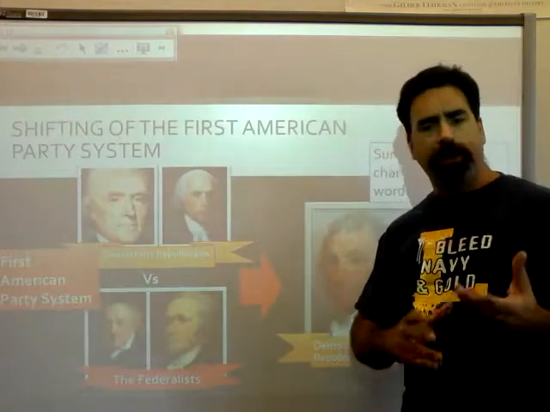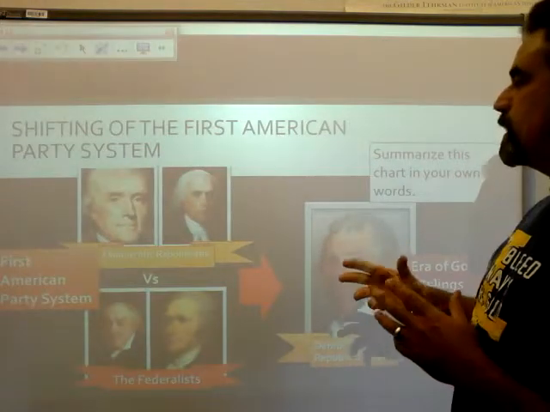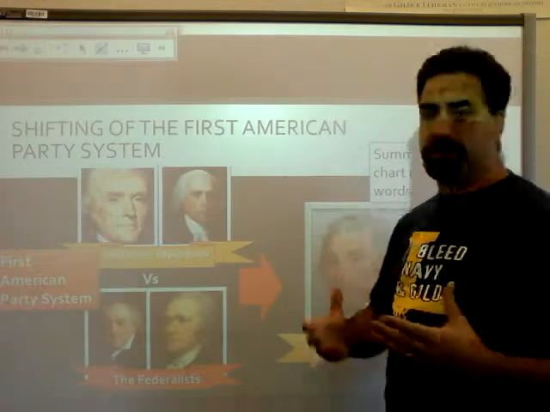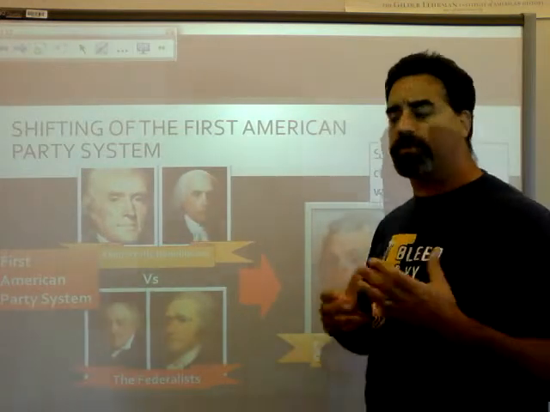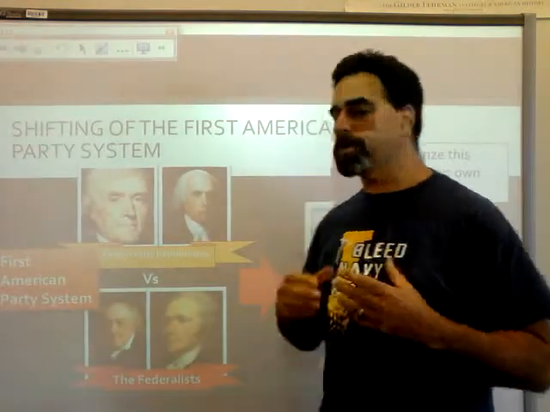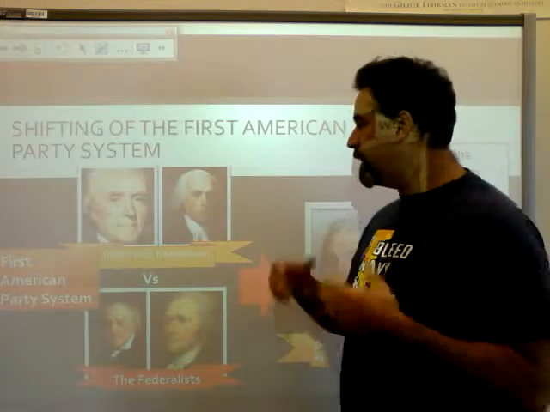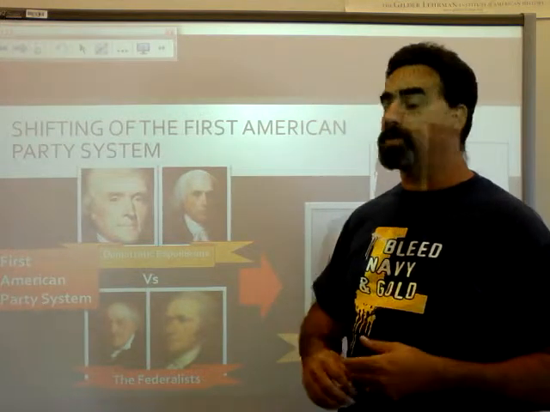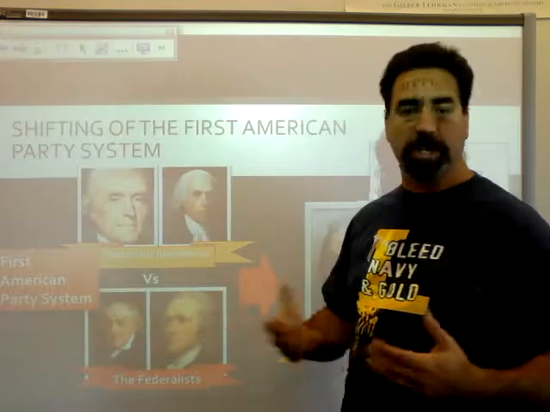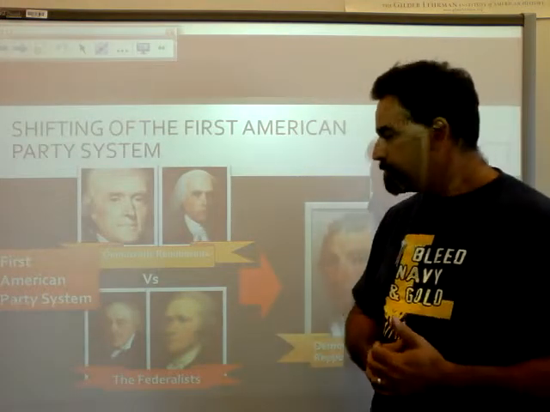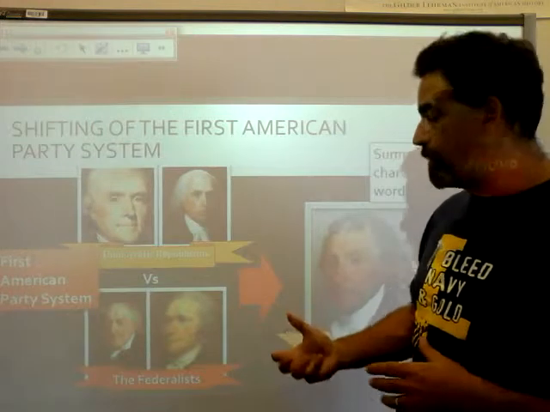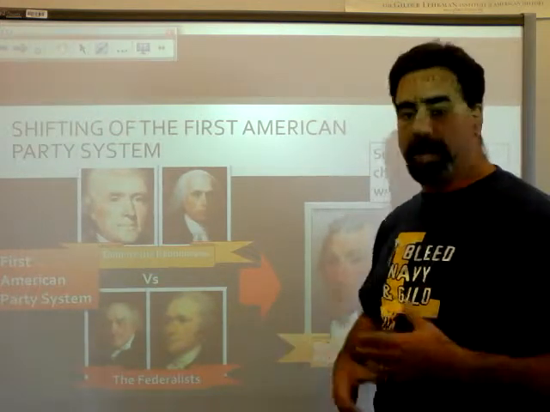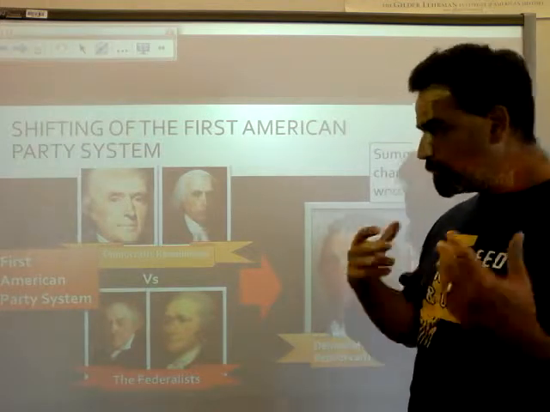So, before we get onto this, let's just do a quick reminder of the first American Party system. As you remember, the first American Party system was based on the conflicts between the Democratic Republicans, represented by Thomas Jefferson and James Madison and some others, and the more conservative Federalists, who were represented by John Adams and Alexander Hamilton.